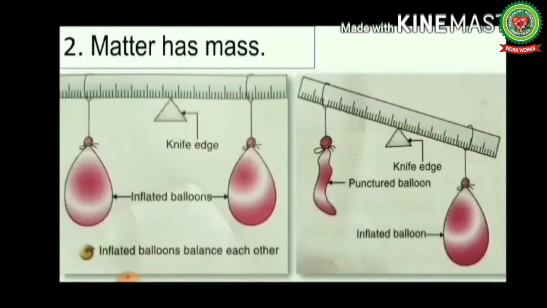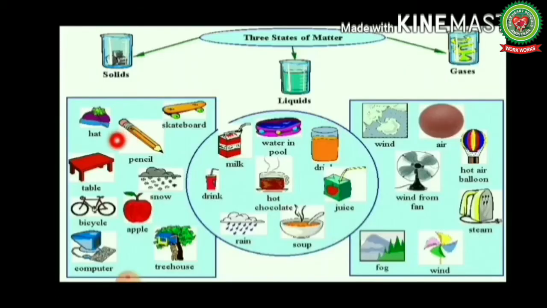Next point is matter has mass. In picture 1, we took air-filled balloons which had equal masses. In picture 2, when we punctured the first balloon, we see the scale bent towards the inflated balloon. Why does this happen? Because the mass of an inflated balloon is more than the mass of a deflated balloon. It shows that a balloon which contains air has mass. In this picture, you can see different examples of solids, liquids, and gases.